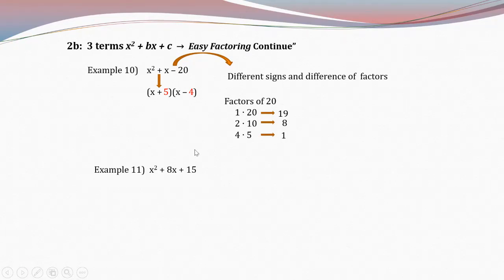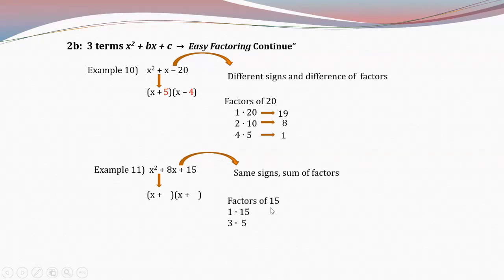Example number 11. We have x squared plus 8x plus 15. Again, the signs are going to be the same, so they're both going to be positive. We get the factors of 15: 1 times 15, 3 times 5. We're going to add the factors, because it's addition, so it's going to be 16 and 8. Where's my match? The 3 and the 5, so it'll be 5 and 3. That's how you factor.